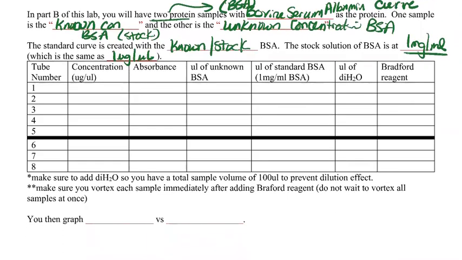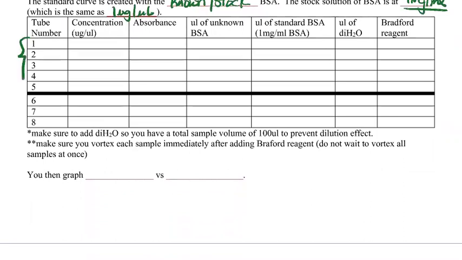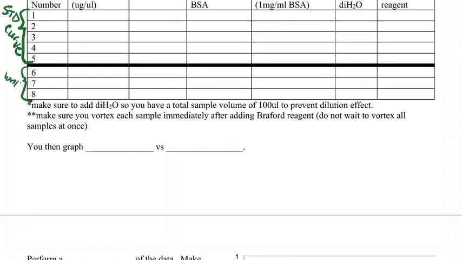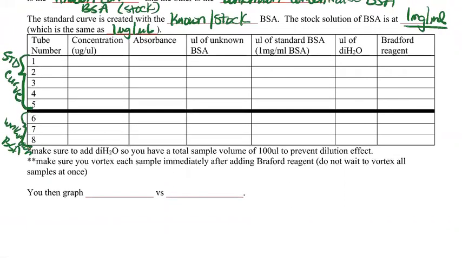So these samples right here are going to be your standard curve. Then these are going to be our unknown BSA. To make the standard curve, you need a couple of different concentrations. Now your book wants you to do way more concentrations than I want you to do. These are the concentrations I want you to do: 0 micrograms per microliter, 10, 20, 50, and 100. Your book has some extras, but these are the ones I want you to do.